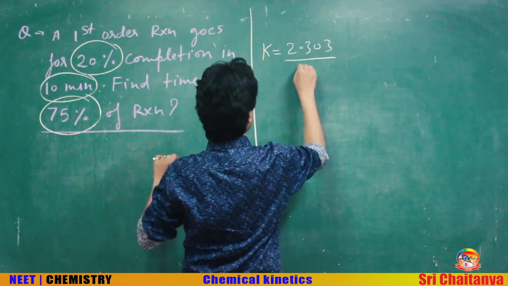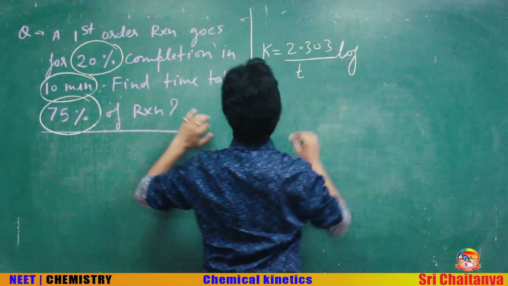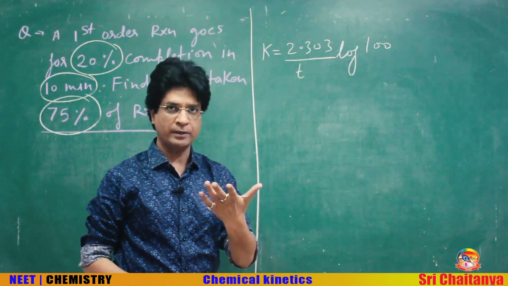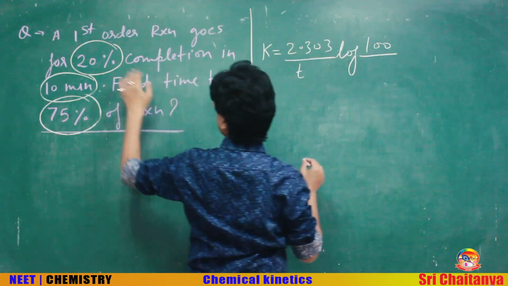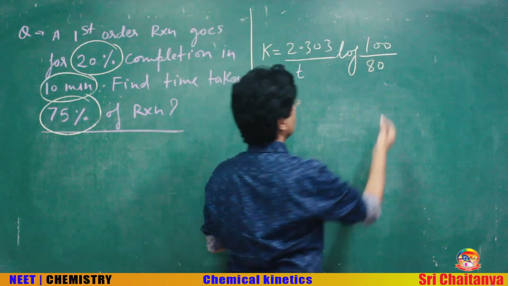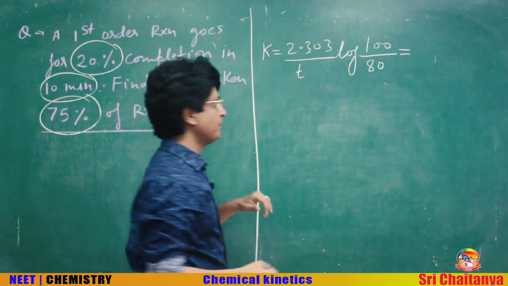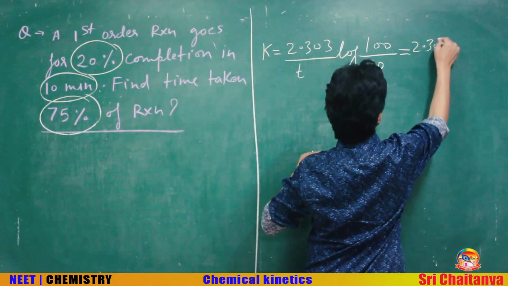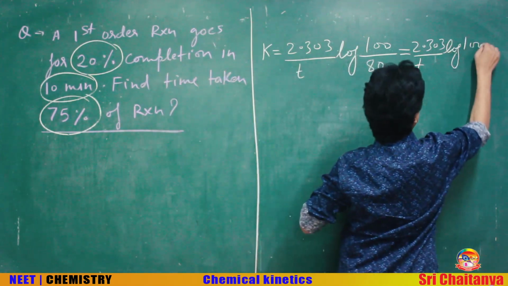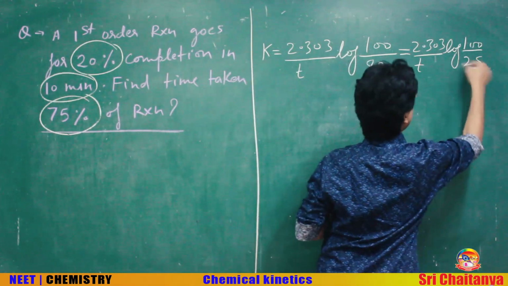2.303 upon time taken for 20%, and log of initial amount, let it be, say, 100. Whenever they give you percentage, begin with 100, and once it is 20% complete, the remaining amount will be how much? The remaining amount will be 80. Now this K should also be equal to the second part of the question, 75%. So it will be 2.303 upon T, log of initial amount 100, and once it is 75% complete, the remaining amount will be 25.